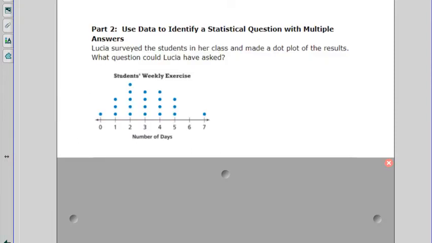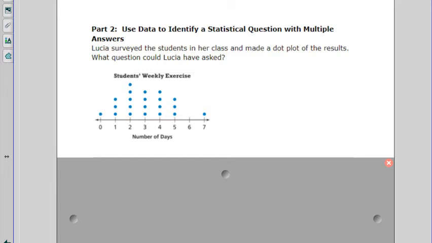Okay, well here is part 2. We're going to use data to identify statistical questions with multiple answers. So Lucia surveyed the students in her class and made a dot plot of the results. What question could Lucia have asked?